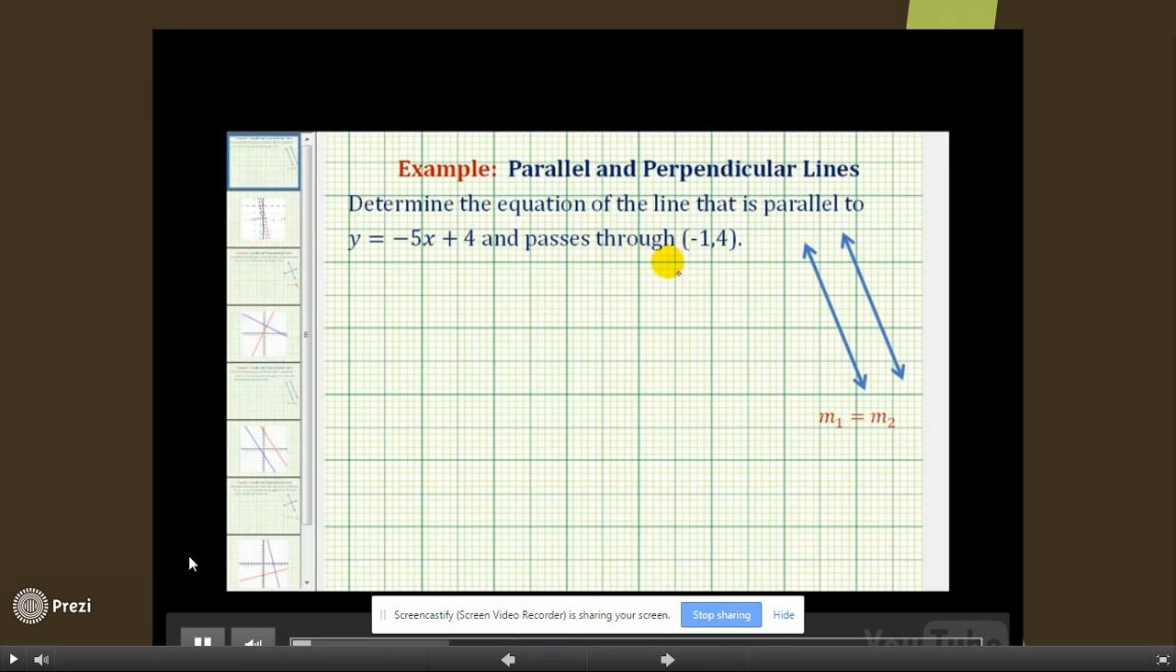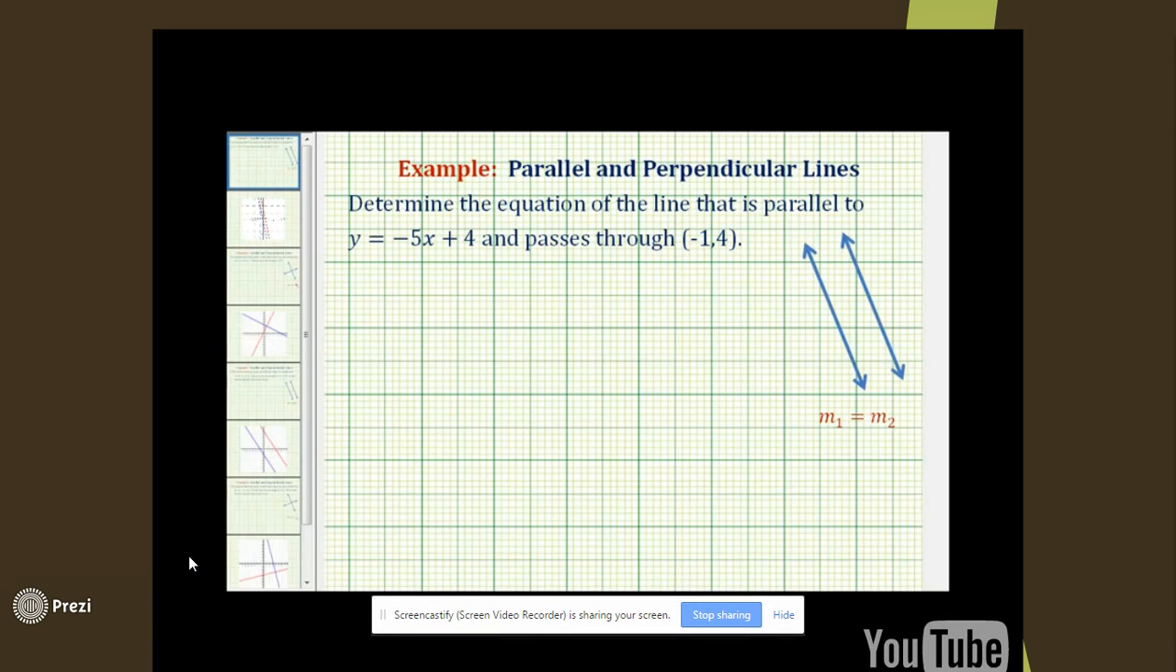Line N passes through the point with coordinates -1, 4. The main thing to remember here is that if lines are parallel, as we see here on the right, the slopes are equal to each other. So if we want a line that is parallel to y equals -5x plus 4, the slope of the new line must be -5 and it passes through this point.